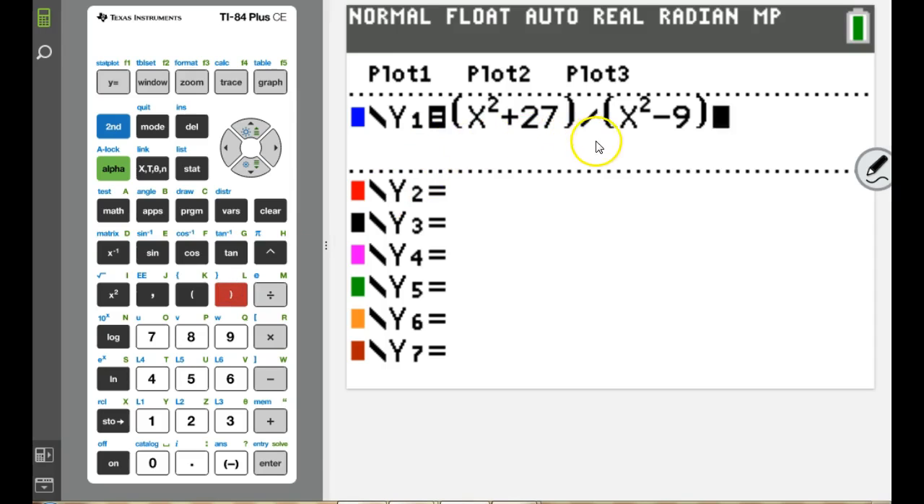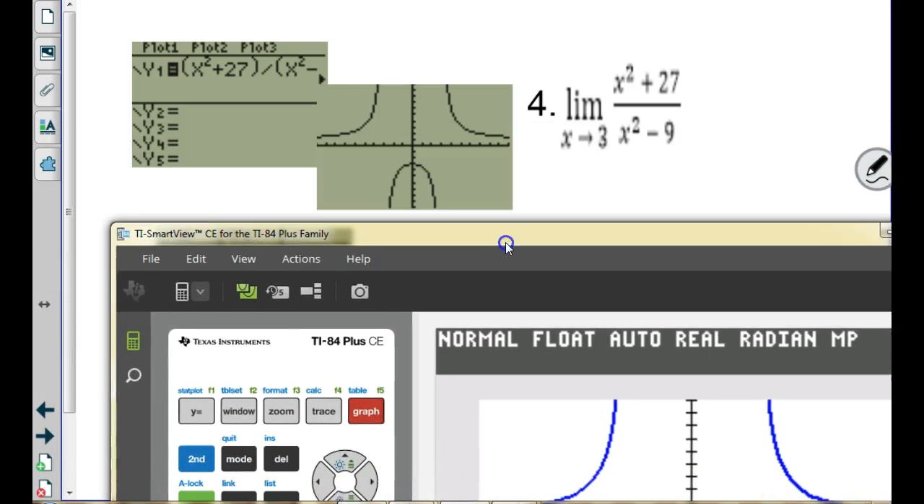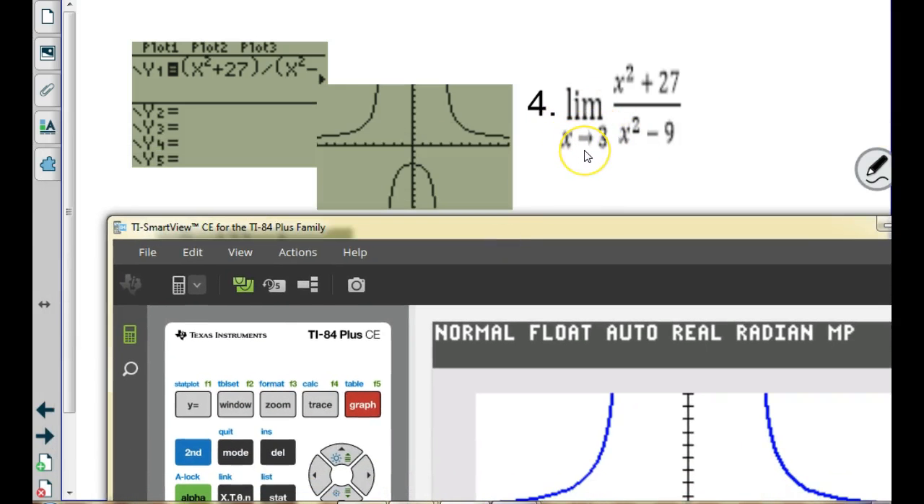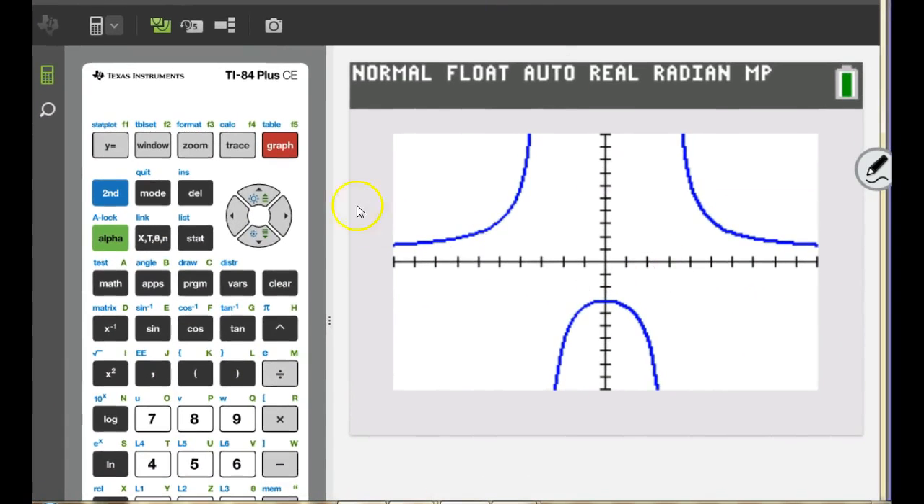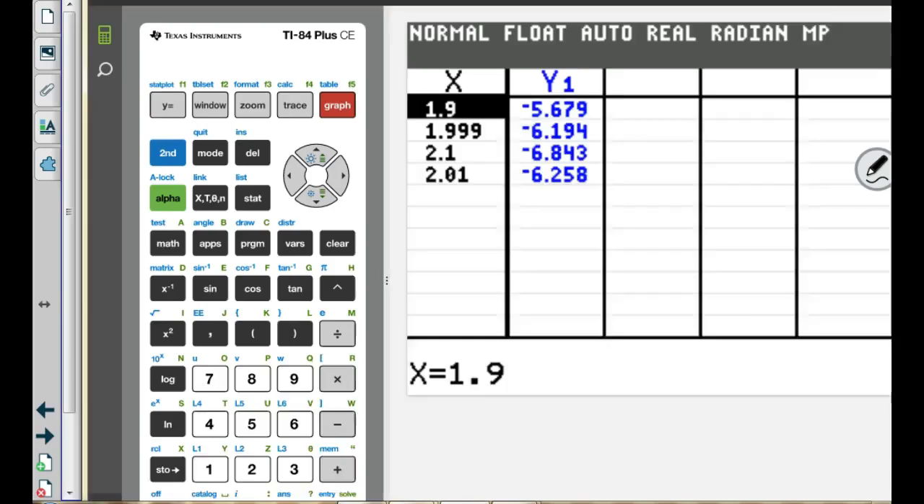X squared plus 27 over x squared minus 9. All right, so it looks like this. The first one asks what's happening. Oh, it asks if there's a limit at 3. Doesn't say from the left or from the right. So if I look at 3, if I type trace 3, I get undefined. If you look at what's happening here at 3, does it look like it's doing the same thing to the left as it is to the right? No. We could go to the table, and what's just below 3?